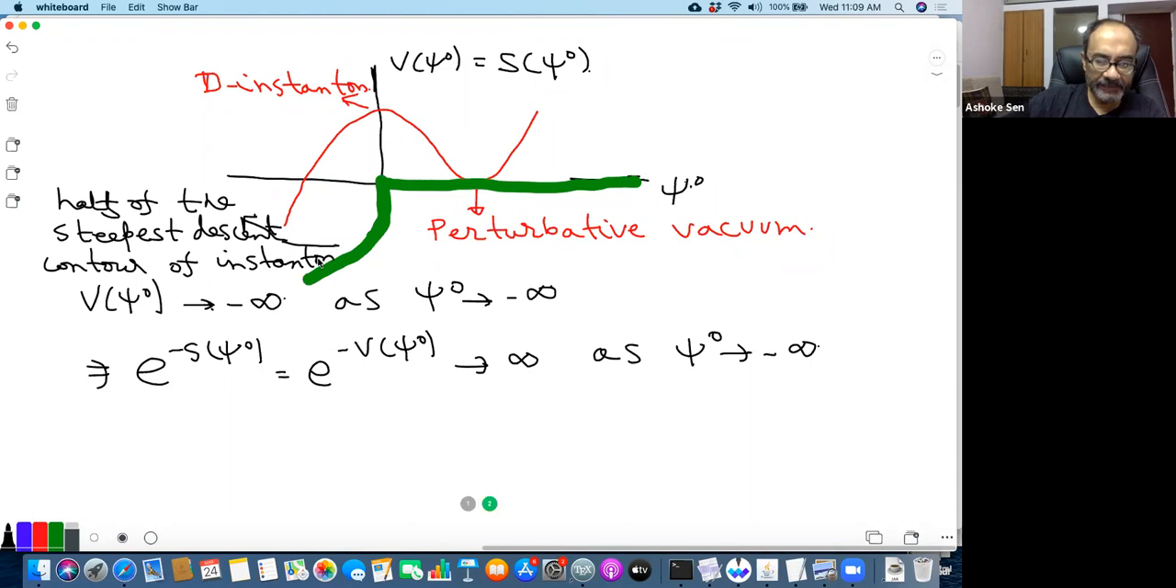This essentially is the justification as to why we include half of the steepest descent contour of the instanton, because you want to include the full steepest descent contour for the perturbative vacuum in order to be consistent with perturbation theory. So this is as much as I'll say about this factor of half. I'm now going to turn to the next set of problems, but are there questions at this stage?